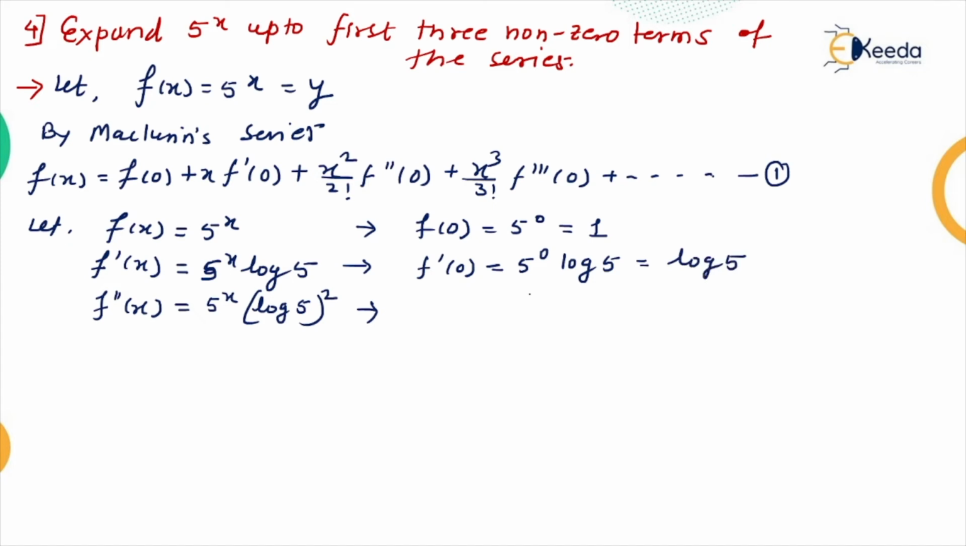Log of 5. Then f double dash of 0 means 5 raised to 0 and log 5 in brackets squared, because you have to write for x equal to 0 only. So 5 raised to 0 becomes 1, and the remaining is only log 5 squared as it is. The remainder is log 5 in brackets squared.